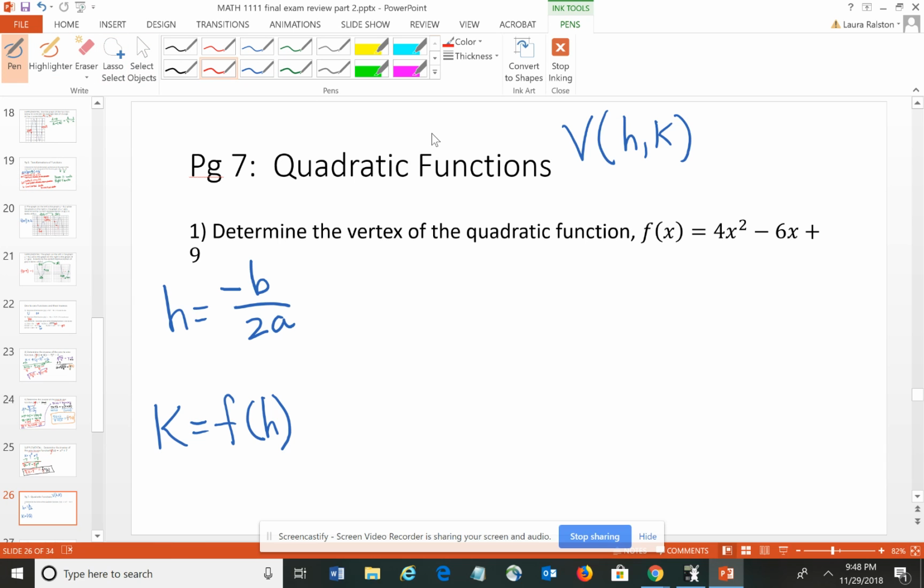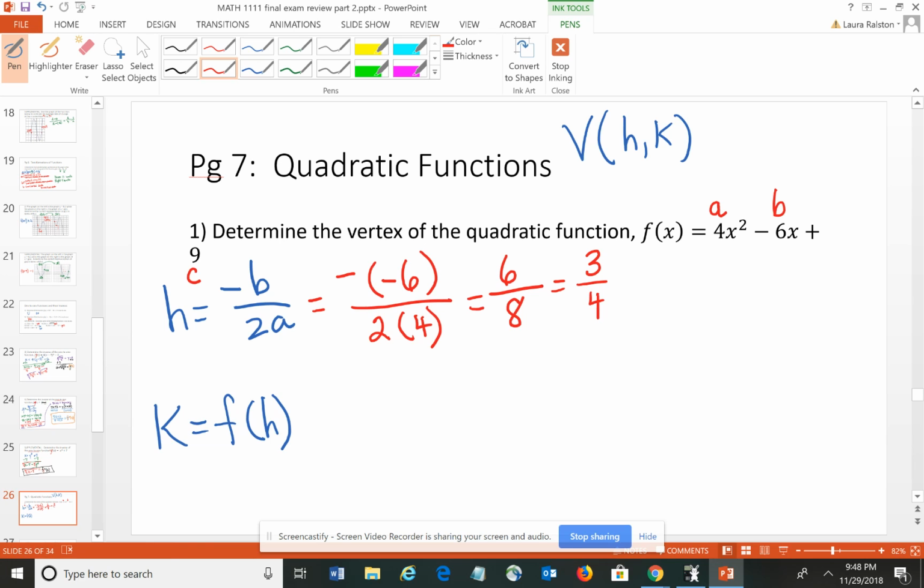A, B, and there is a C. Remember, A is always the number in front of the squared term, B is the number in front of the linear term, and C is the constant. So in this case, I would have the opposite of negative 6 divided by 2 times 4. So that's positive 6 over 8. Negative and a negative make it positive. 2 times 4 is 8. 6/8 simplifies to 3/4. If you want to convert that to a decimal, it would be 0.75.